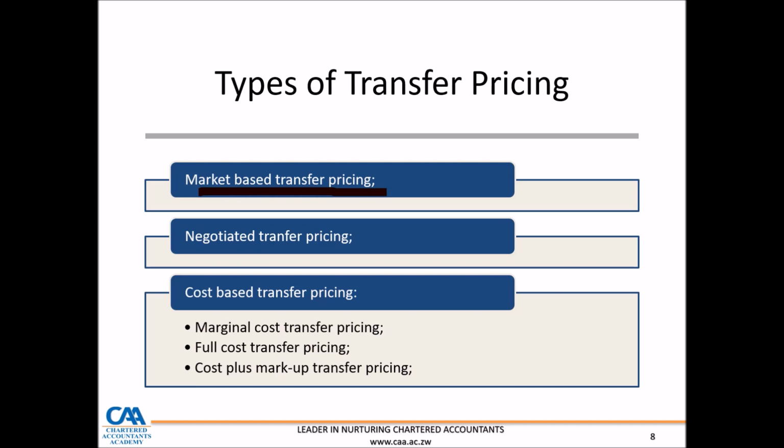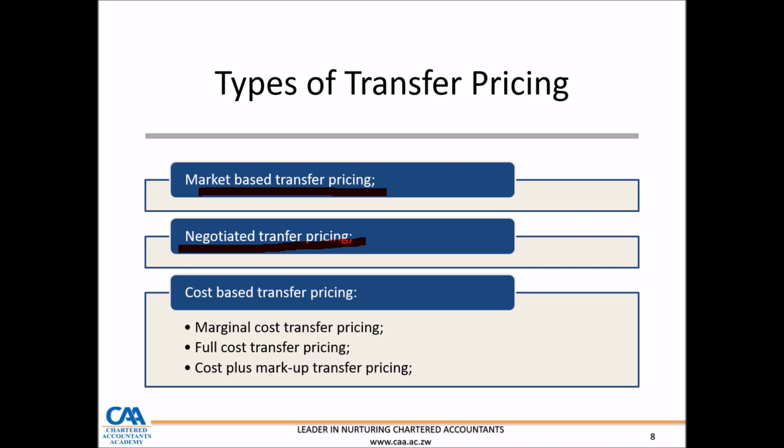Then the other approach that can be used, the negotiated transfer pricing. On this one, we are saying the transferring divisions or subsidiaries will sit down at the table and agree on a price. And I'm sure practically this has got its own issues, because coming up to an agreement can be a protracted process, which can then bring inefficiency in the business processes. Then the last approach, which is commonly used in practice, is the cost-based transfer pricing.